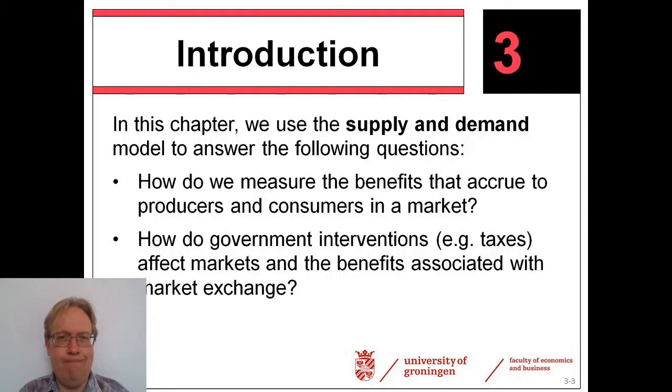And in order to figure that out, we first have to have a good measure of what we would like, right? If we want to know whether you should intervene, we should know what the effects of the interventions are, and we should have some measure to evaluate those effects. Okay, so that's what we're going to look at now. We want to measure the benefits that accrue to producers and consumers in the market, essentially, and we want to know how government interventions, taxes, for example, would affect those markets, and hence how they would affect those benefits. That's the agenda in this chapter.